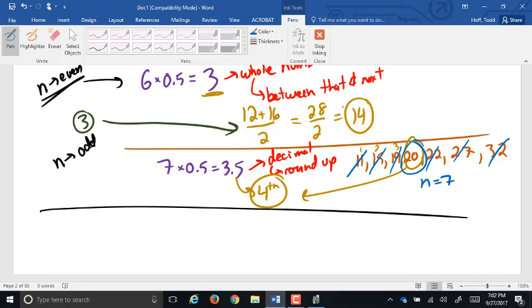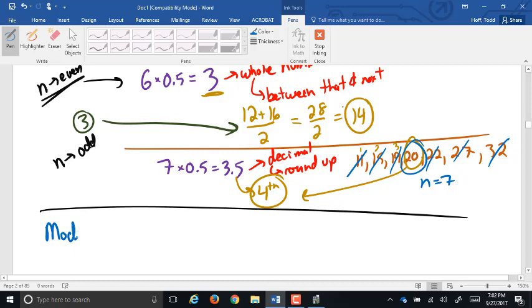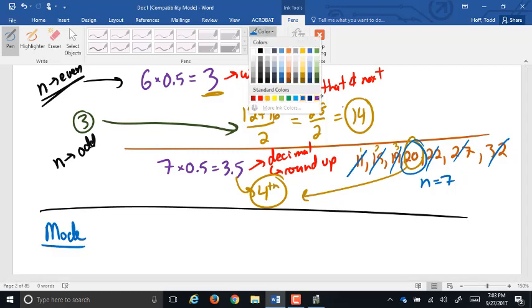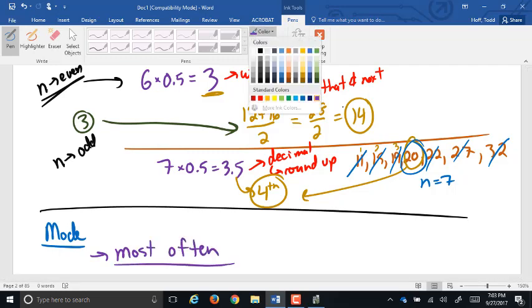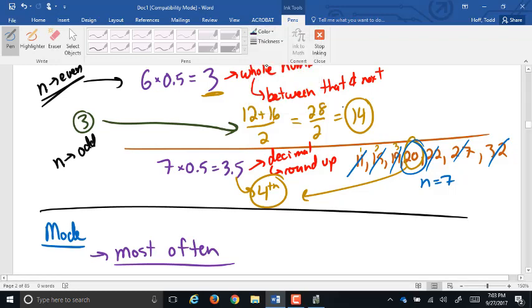The next measure of center is something called the mode. The mode is the one that occurs most often. The mode is generally only useful for discrete numerical data where there's a limited number of options, or where it's most used, where the mode is used the most, is in categorical data.